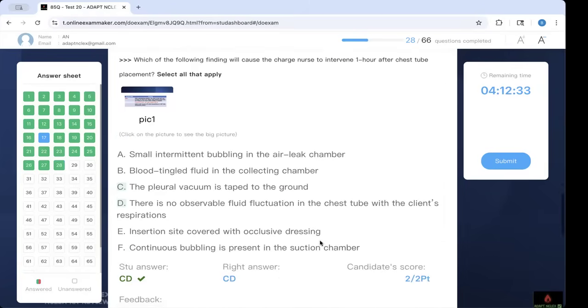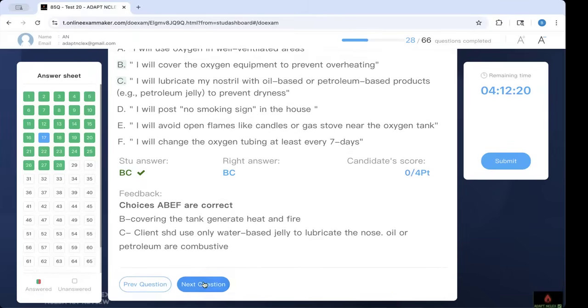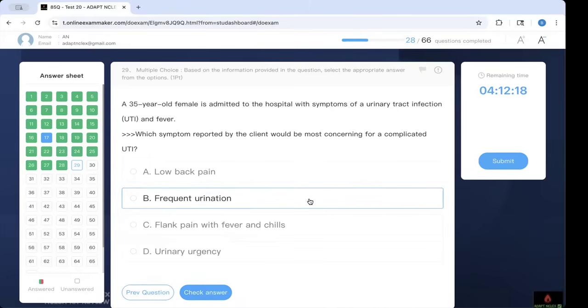This is a hard one, but I know you got it. Go back to it. Know the content. We talk about oxygen. We talk about things you need to know about chest tubes. And we talk about things you need to know when a patient is having problems, based on the content. How did you do? Question 29.